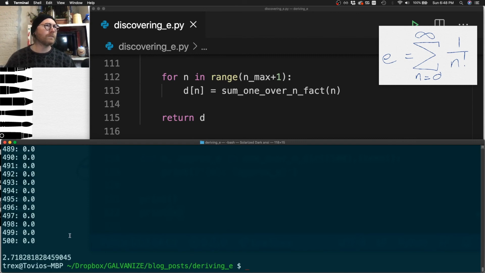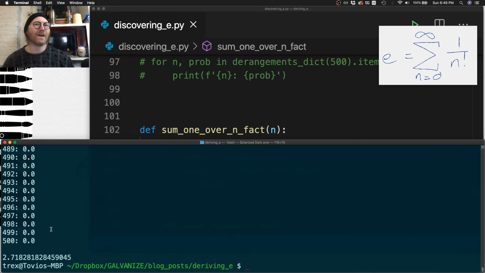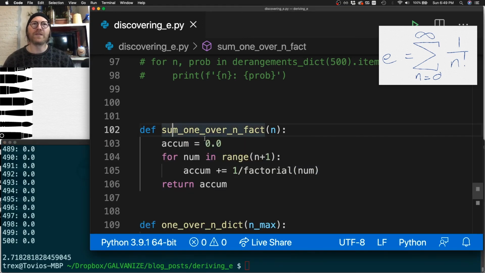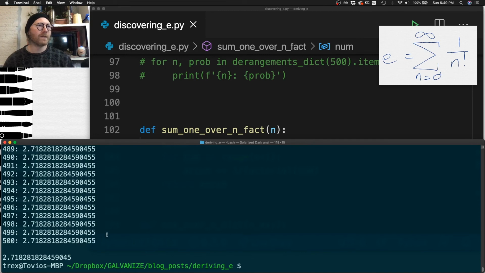Oh, what is going on there? The factorial of n for num. Factorial of num. That is much better. All right, easy mistake to make. N and num. I just crossed those over. Okay, there we go.